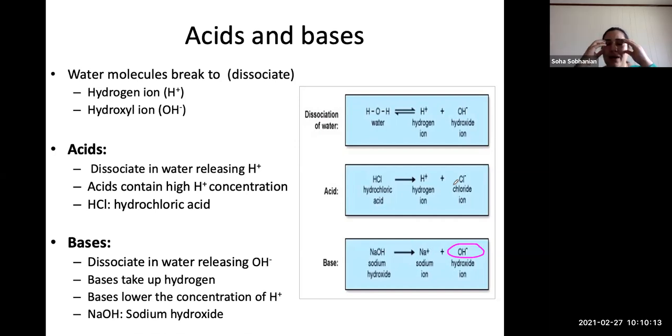So I'm gonna repeat this one more time, guys. What makes something acidic is the amount of hydrogen ions. What makes something a base or basic solution is the amount of hydroxyl ion, or OH negative. The more of each of those components you have, the stronger that acid or base will be.